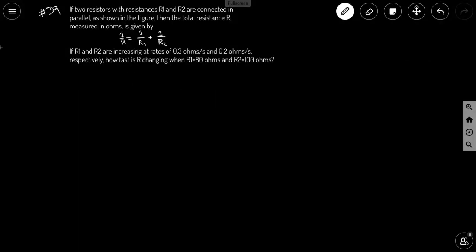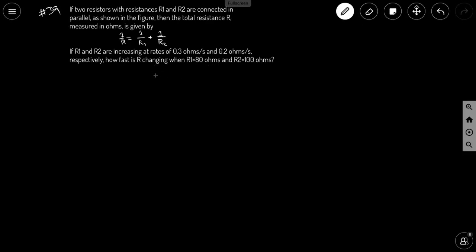If two resistors with resistance R1 and R2 are connected in parallel, as shown in the figure, then the total resistance R measured in ohms is given by 1 over R equals 1 over R1 plus 1 over R2. And if R1 and R2 are increasing at rates of 0.3 ohms per second and 0.2 ohms per second respectively, how fast is R changing when R1 equals 80 ohms and R2 equals 100 ohms?